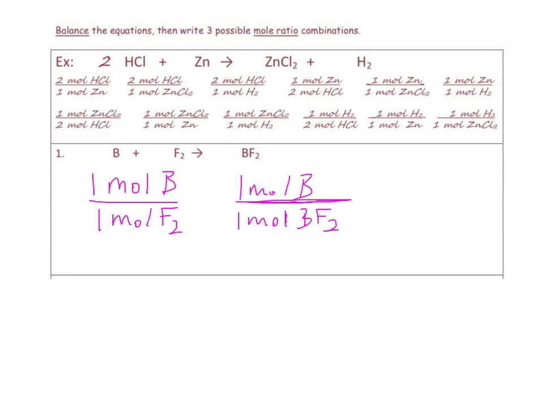And then you can pick anything else. Let's see, we could relate 1 mole of fluoride back to the 1 mole of boron, or to 1 mole of the product, BF2. There are obviously many possibilities. You just need to practice writing at least 3 of those. These sorts of conversion factors, along with the molar mass conversion factors, are the steps we will be taking to do stoichiometry.